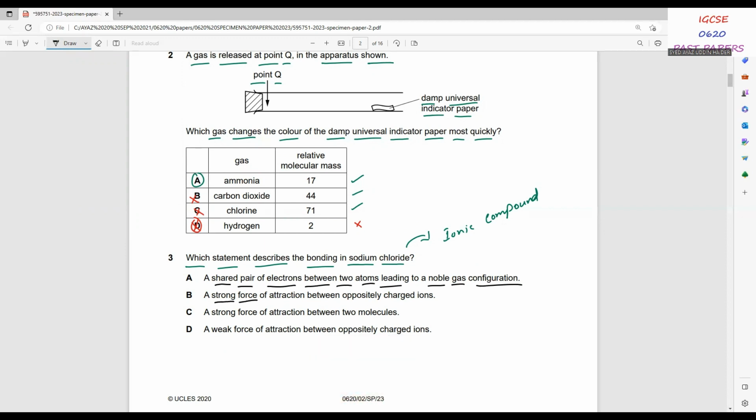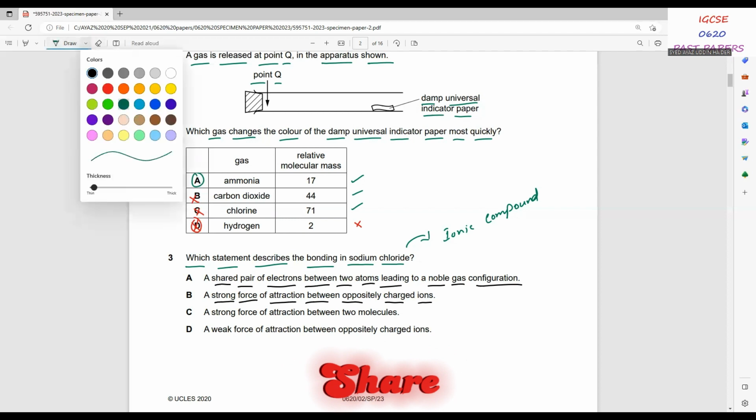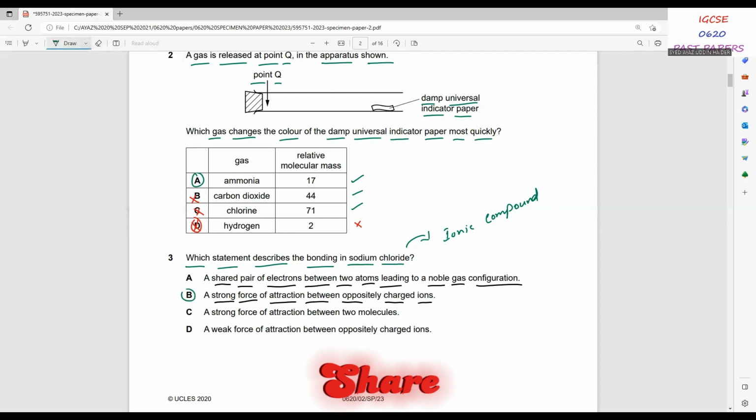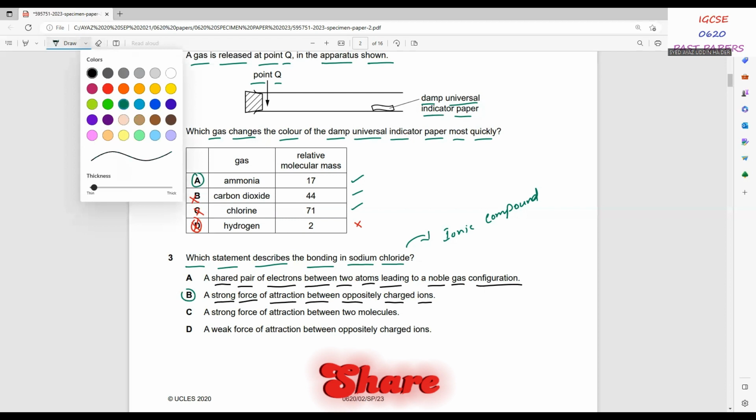A strong force of attraction between oppositely charged ions. In sodium chloride, we'll definitely have oppositely charged ions, and there must be a strong force of attraction between oppositely charged ions. So this looks like the correct answer to me. So let's circle this. Now let's check the other choices.